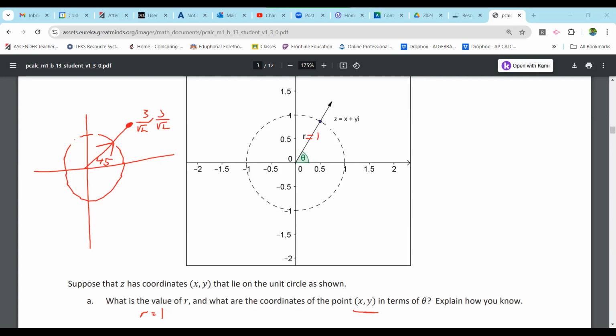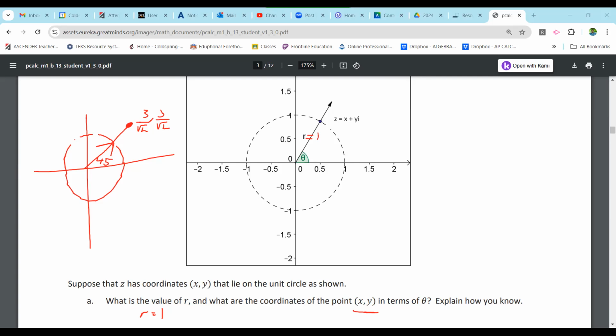That's the first part. r is equal to 1. Then it says, what are the coordinates of the point x and y in terms of theta? So this is something else you're supposed to learn in geometry as well, but I wrote it up here. You can add it to your plate if you would like. When you're talking about a unit circle, an ordered pair is no longer going to be x, y. It's going to be cosine theta, comma, sine theta. So your x value is cosine and your y value is sine.